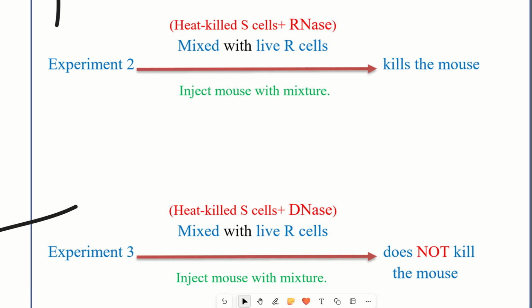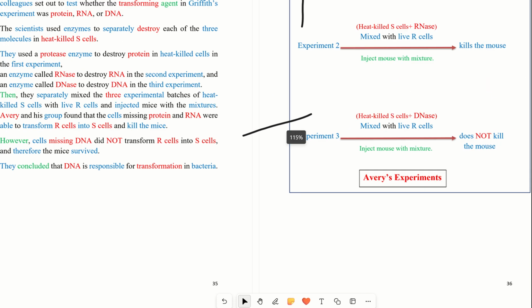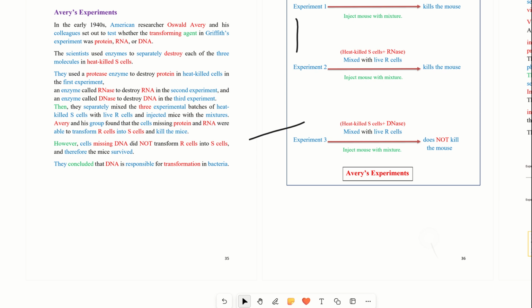In experiment 3, he took heat killed S cells and added DNase. So these heat killed S cells did not contain DNA. He mixed them with the live R cells and injected a mouse with the mixture. It does not kill the mouse. It means that because DNA is lacking, the transformation does not happen. If RNA is lacking, transformation will happen; if protein is lacking, transformation will happen. But lacking DNA, transformation does not happen. So the conclusion is that DNA is the hereditary material in bacteria.